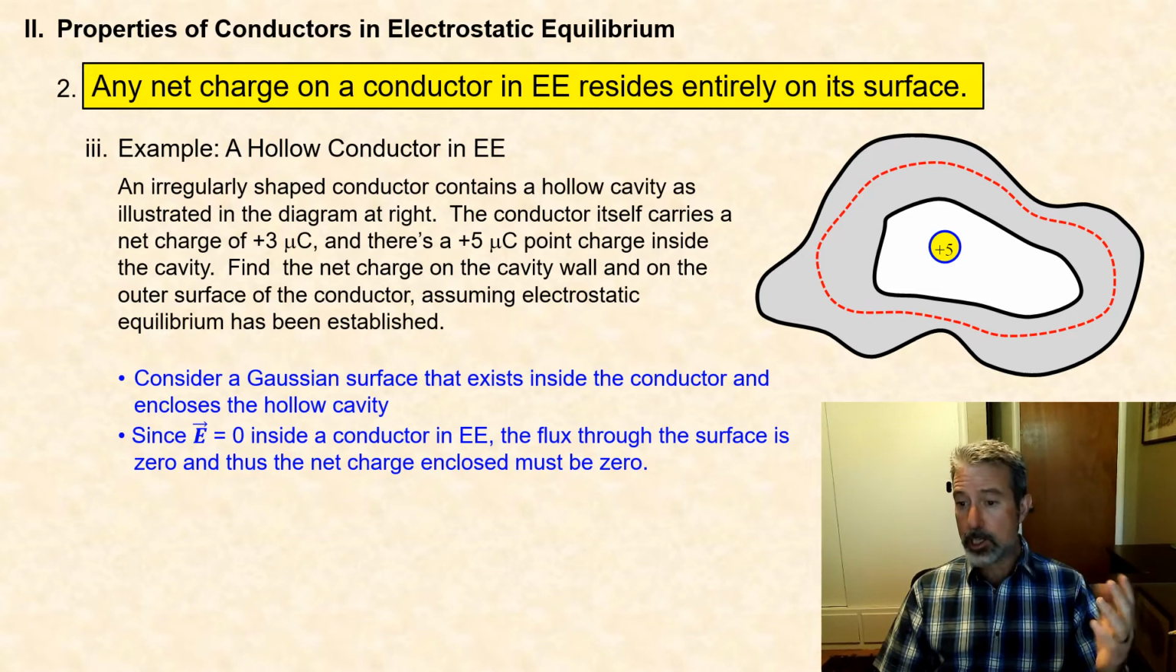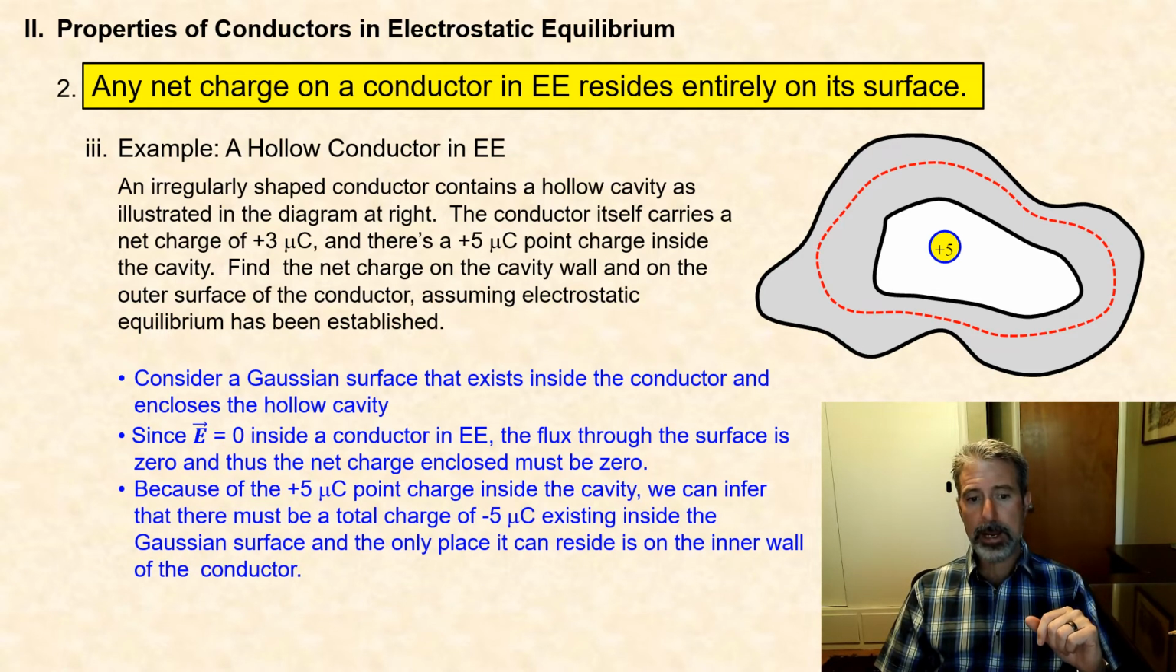That implies, by the definition of electric flux, that the flux integral is going to be zero, right? The integral of E dot dA, if E is zero, the flux is zero, which then implies that the charge enclosed by the Gaussian surface must be zero, correct? That's the right-hand side of Gauss's law. So that gives us a lot of information here.